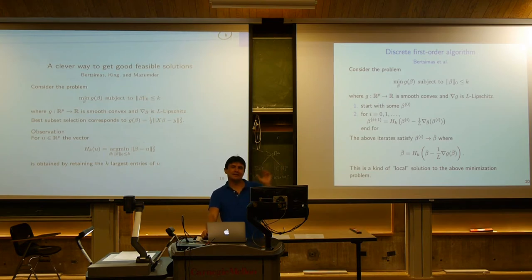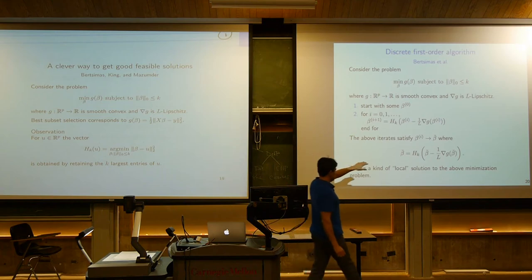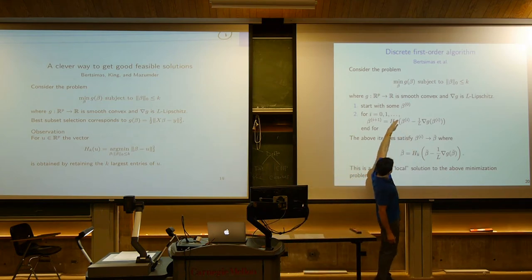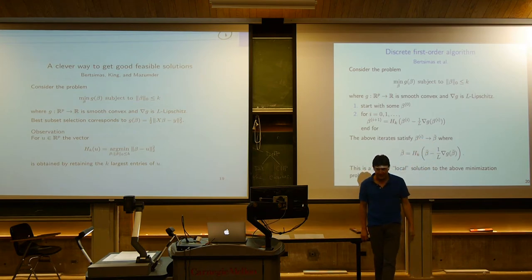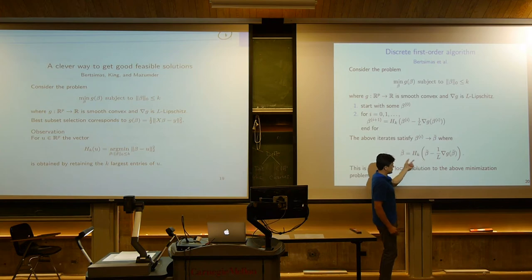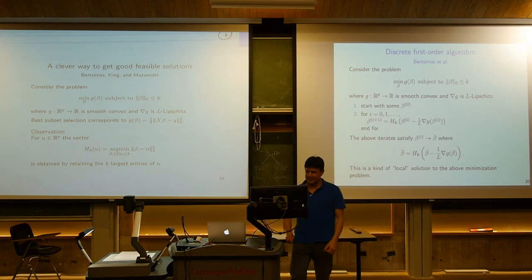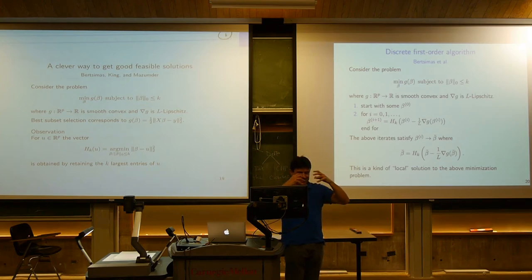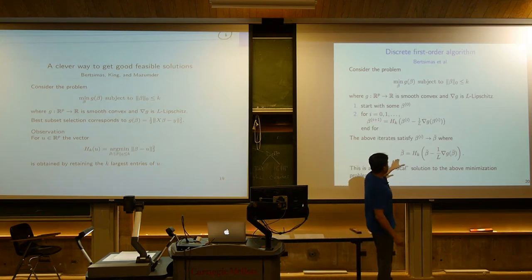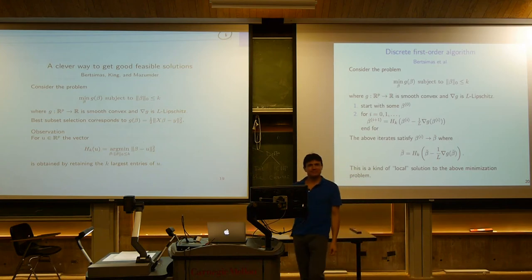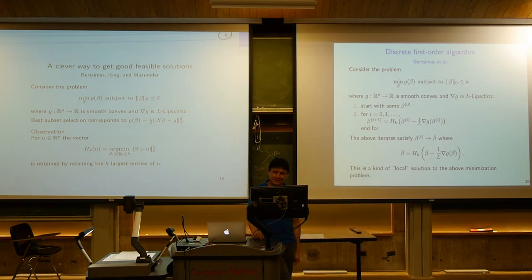Okay, and I'm not going to go through the details, but in their paper, they show that if you do this, then the sequence of the betas converges to some limit, beta bar, where that beta bar is some kind of a fixed point of this type of iteration. So the beta bar satisfies this equation. Broadly, the beta bar is kind of like a local solution to the minimization with cardinality constraints problem.